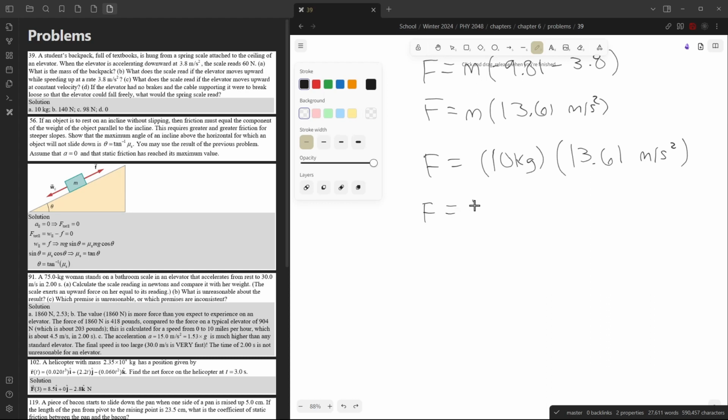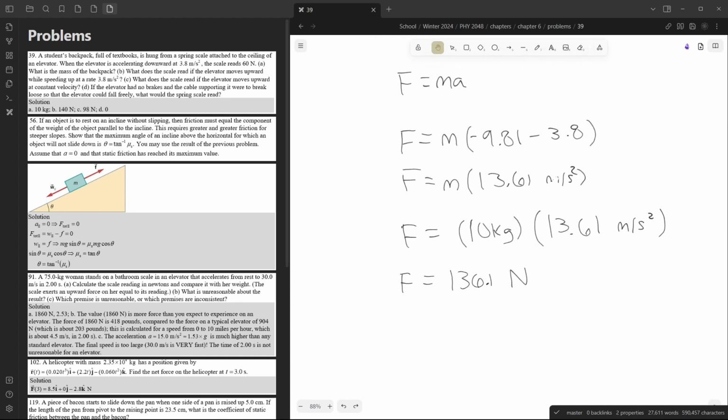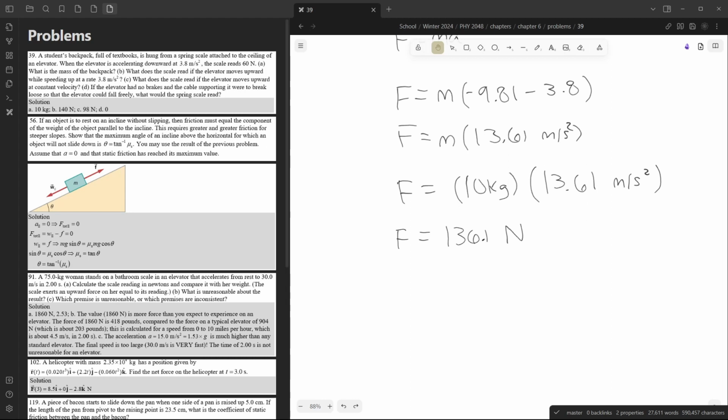So F equals 136.1 newtons. And what is the answer? Oh, what did I do wrong? I mean, it's close enough, right? It's gotta be.